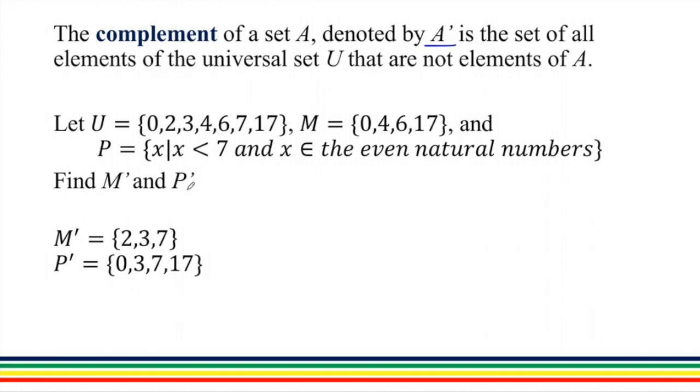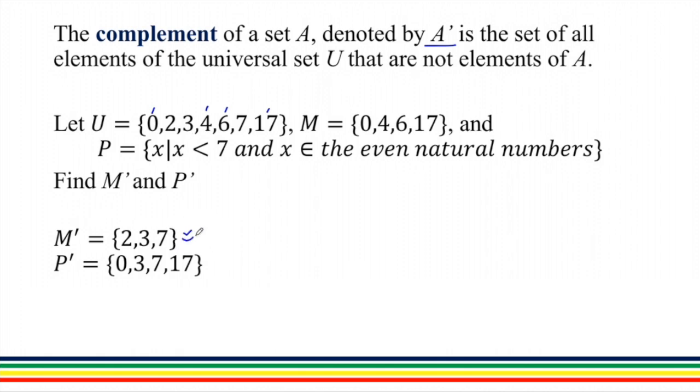So let's find M prime, or the complement of M, and the complement of P. Since M is 0, 4, 6, 17, these are the members of the universal set but not of the set M. So all you have to do is pick these numbers, 0, 4, 6, 17, and choose the numbers that are not chosen, which are 2, 3, and 7.